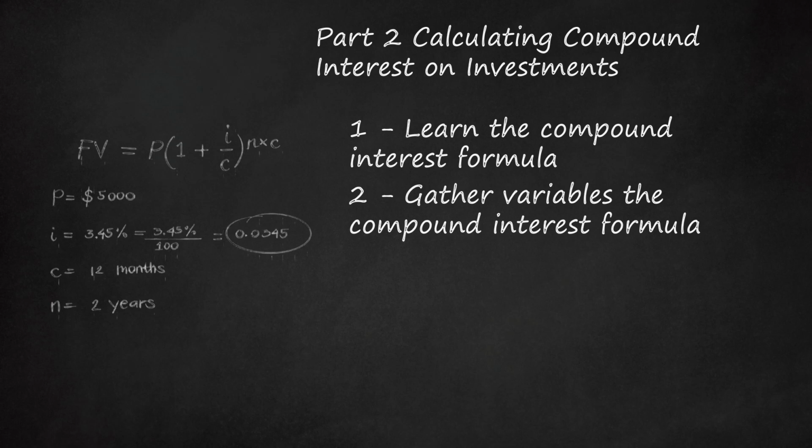You also need to know how often the debt compounds. Typically, interest compounds annually, monthly, or daily. For example, imagine that it compounds monthly. This means your compounding frequency, C, would be input as 12.